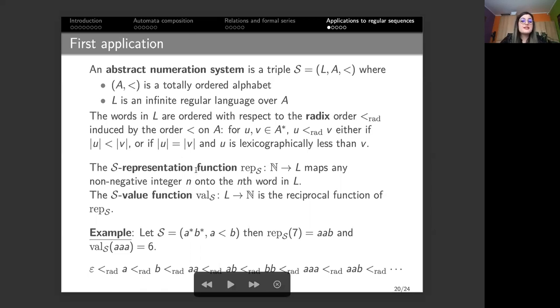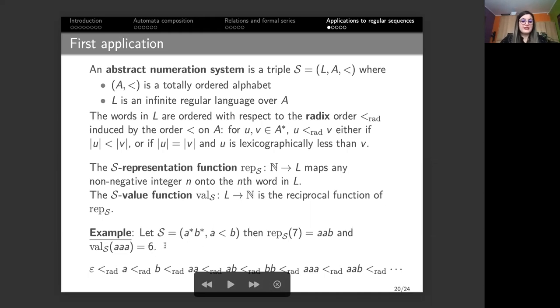There is a representation function associated to this type of numeration system. The representation maps any non-negative integer n into the nth word in the language L. Be careful that we start indexing by 0. We will do the example now, but before that, I just want to define the value function, that is the reciprocal function of the representation function. It maps any word of the language to its index in the regular language.